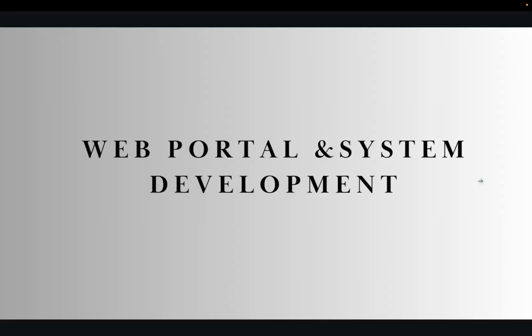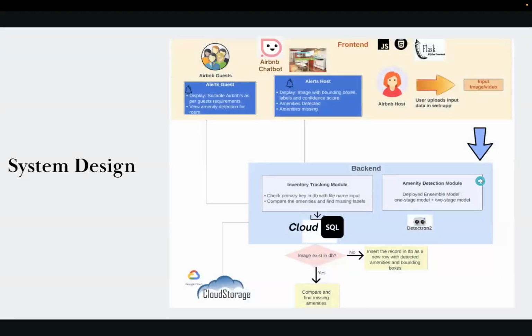Well, let's talk about the web portal and overall system design of the project. In this system design image, you can see there are two main components, front end and back end. In the front end, we have two main users, which are Airbnb host and Airbnb guest. Host can register their property by uploading images. And in order to do that, they will interact with the front end UI pages, which are developed using Flask, JavaScript, CSS, and HTML.